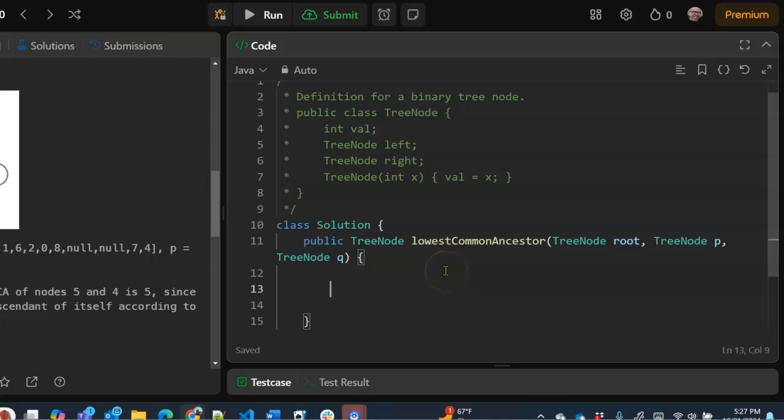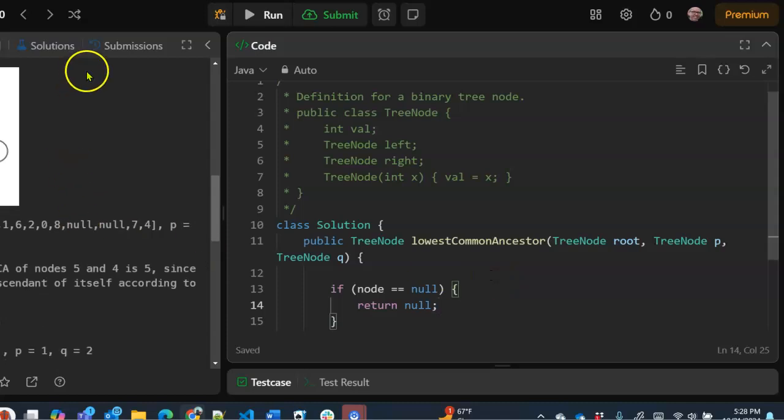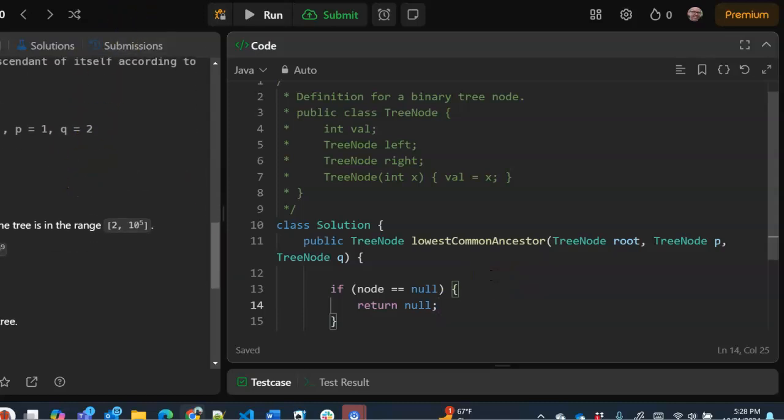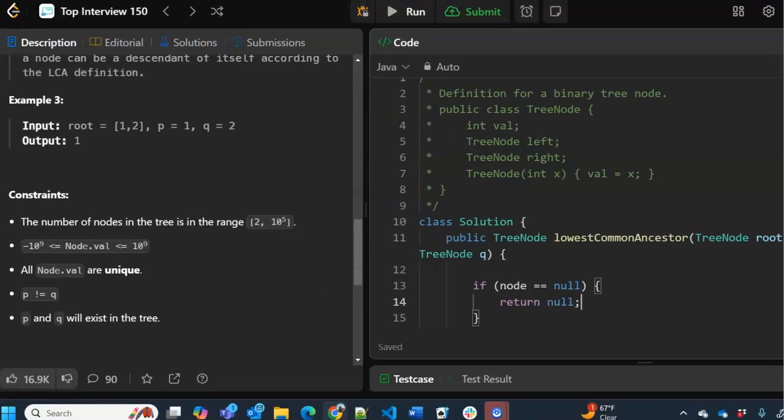All right, we're doing this recursively, so we need a base case. Base case would be if node equals null, return null. The root, this doesn't refer to the root of the tree because that is guaranteed not to be null, if I remember correctly. Let's see, number of nodes in the tree is in the range 2 to 10 to the 5th, 100,000. So there's at least 2 nodes in the tree.